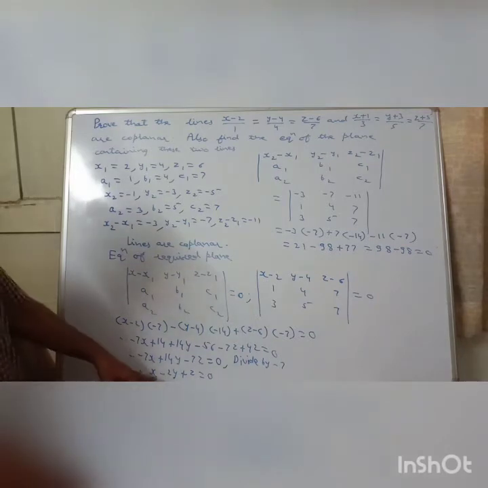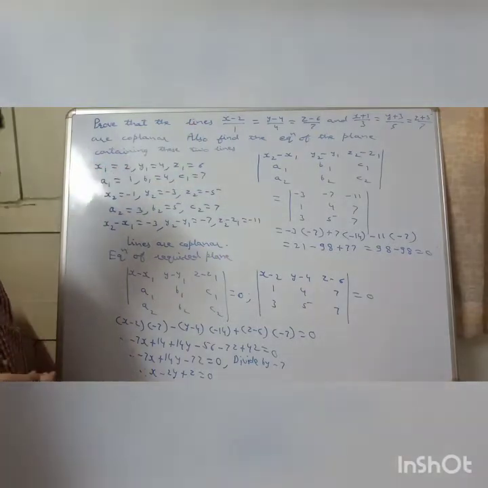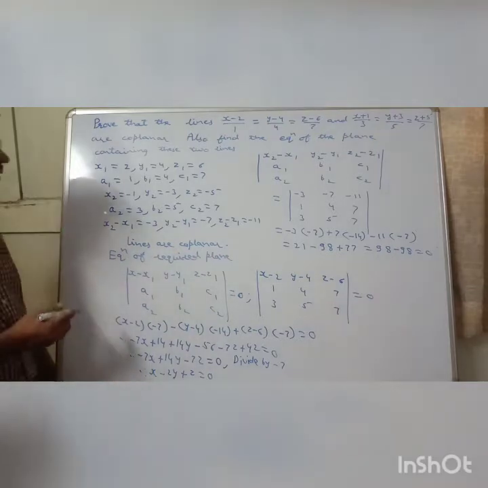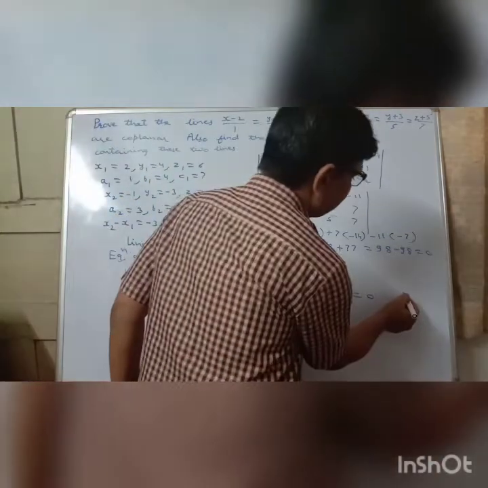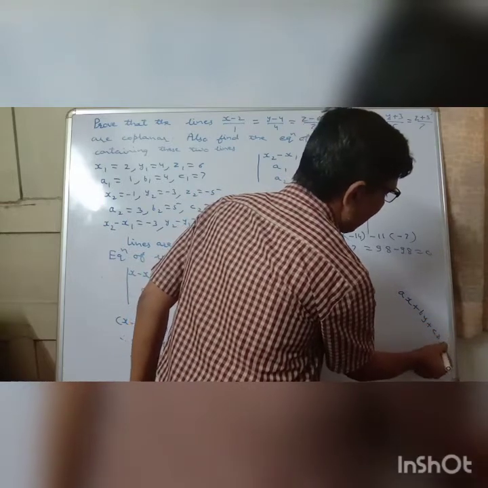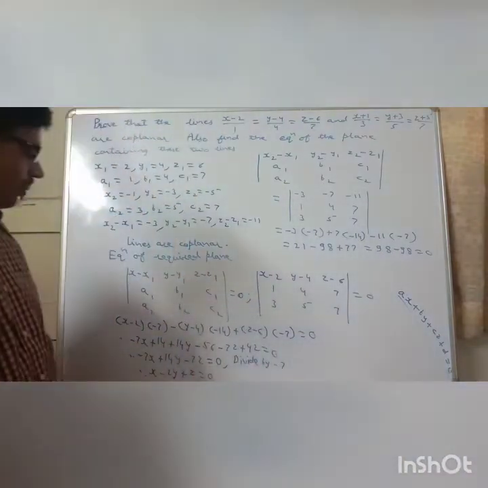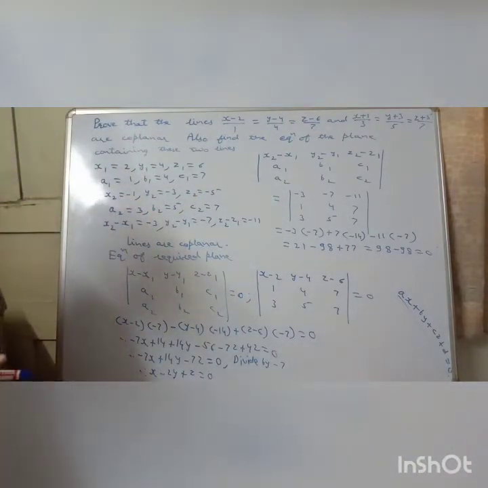And this is the required plane which is passing through the given two lines. Observe the equation of the plane. Generally, the equation of a plane in Cartesian form is ax plus by plus cz plus d equal to 0. But in this equation of the plane, the constant term is absent. It means that the plane is passing through the origin.